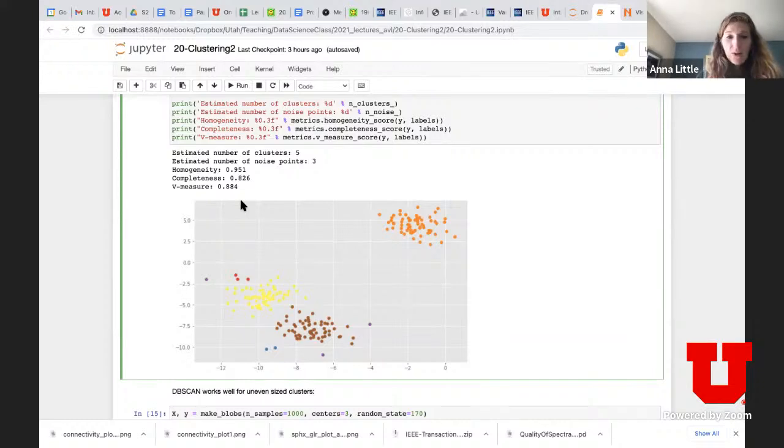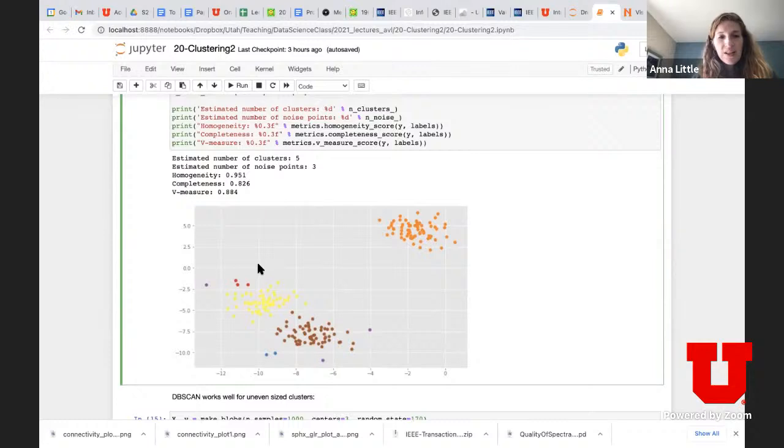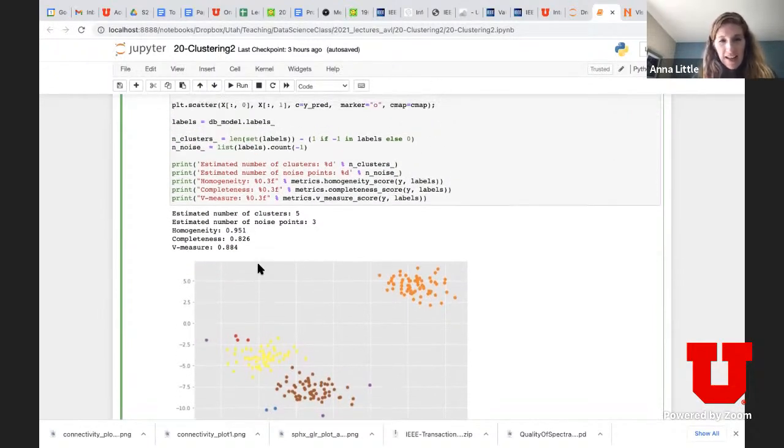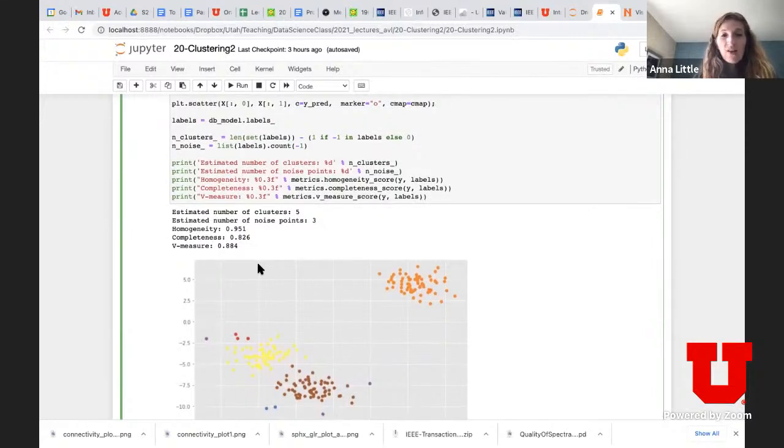Yeah, great question. Definitely how you set the epsilon and how you set the min points will affect whether you get points that are designated as outliers, and how many. It's a little tricky because these parameters do interact with each other, so you have to think about the joint effect as you change both of them.